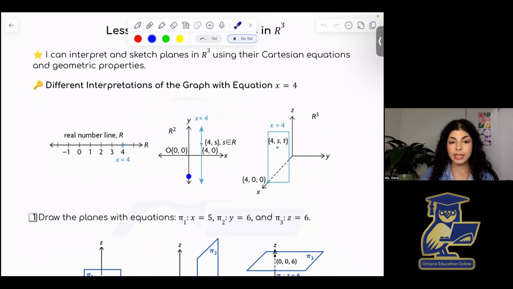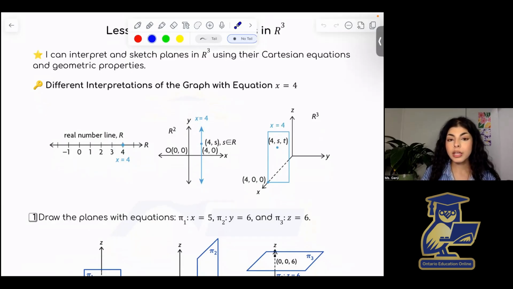Now, when we added the second axis, so we had the xy plane in R squared, then when we had x is equal to 4, we now had a line, a vertical line, where any point on this line will have an x value of 4, but you can have infinitely many points by changing the y value.